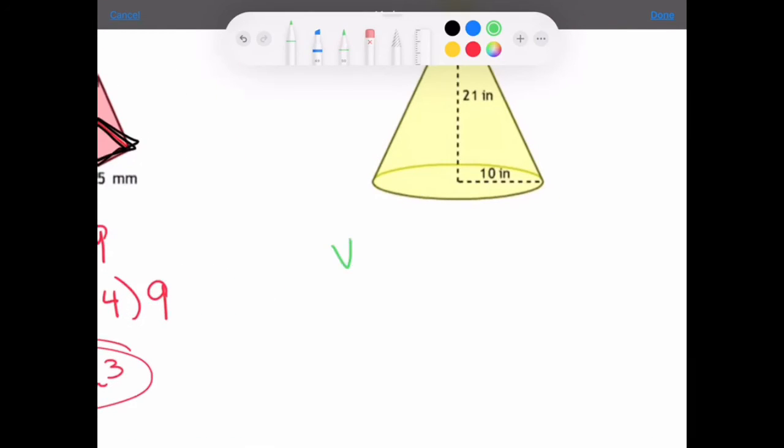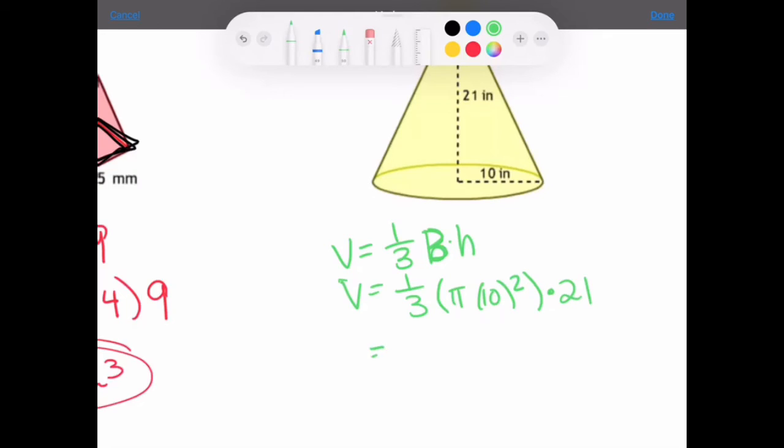Same formula we use over here for the cone. So volume equals 1/3 base times height. Volume equals 1/3, oh, this is supposed to be capital B, sorry, because it is base area. So our base is a circle here, so it's going to be 1/3 times pi r, which is 10, squared, times 21, which is our height. Put that all in, we got 2,199.1 inches cubed. All right, straightforward.